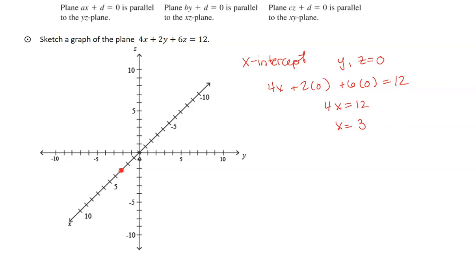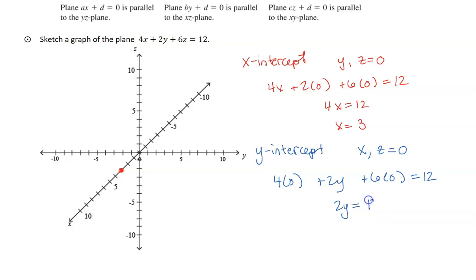So for my y-intercept, I'm going to now let x and z be equal to 0. So 4 times 0 plus 2y plus 6 times 0 equals 12. So I get 2y equals 12, or y equals 6. So now I'm going to find the positive y-axis, which is here, and I'm going to count out y equals 6.